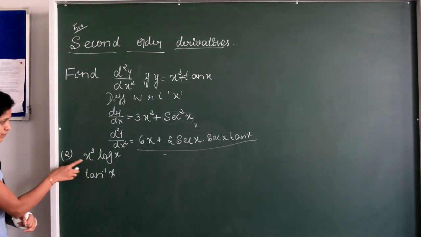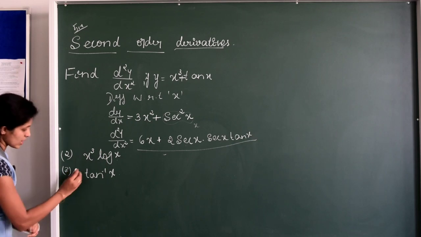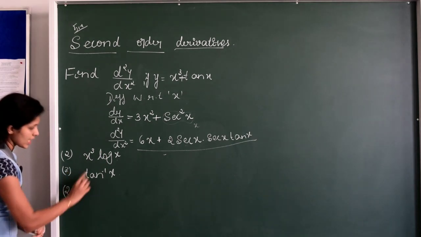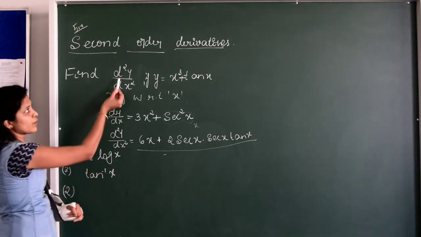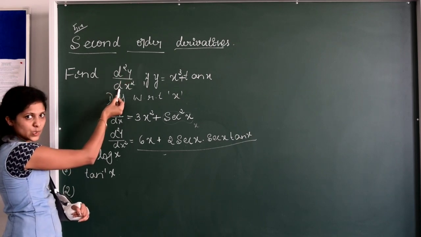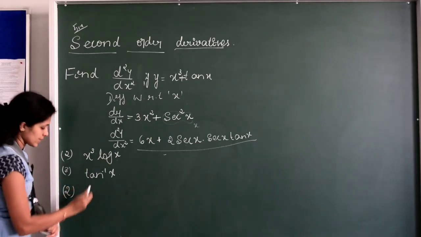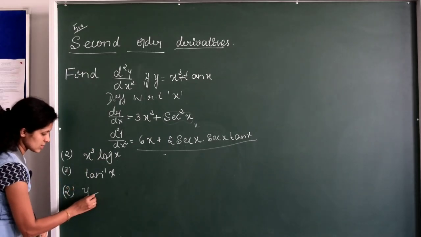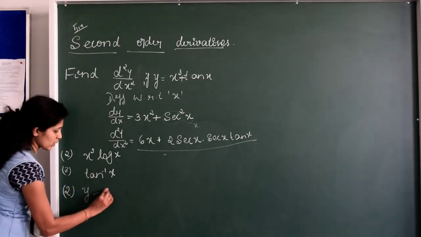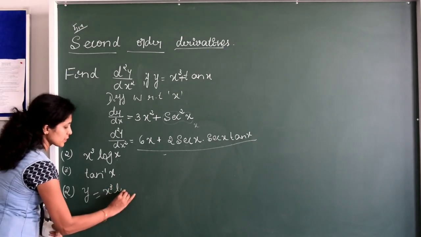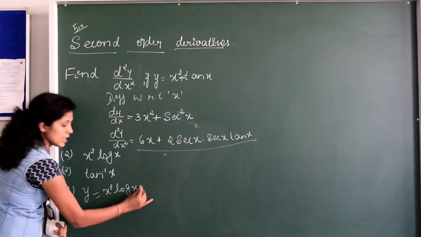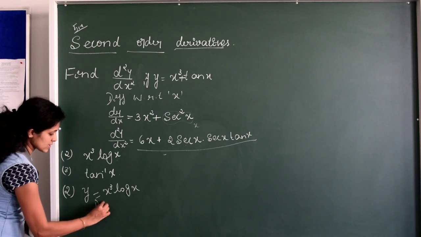This is the next problem, that is x cube into log x. Okay, second one I will consider. X cube into log x, you have to find d square y by dx square. Before that, what you have to do? Just consider this function as y. Without that, you can't differentiate this one. So we will consider this as y is equal to x cube into log x. Now we will differentiate this one with respect to x.